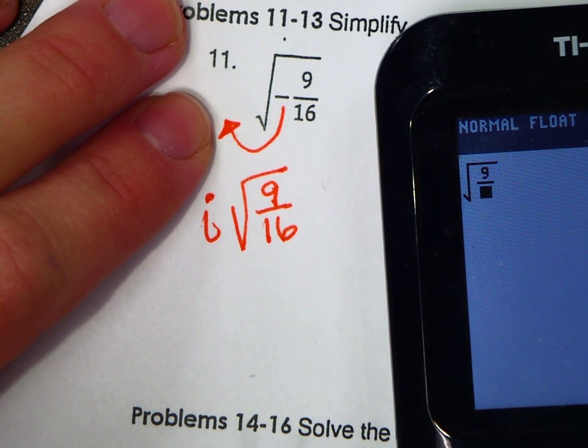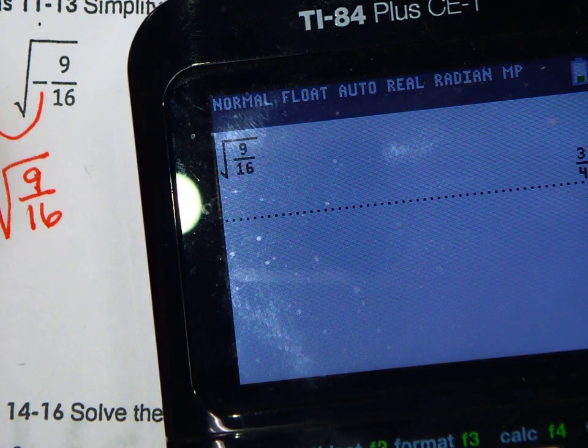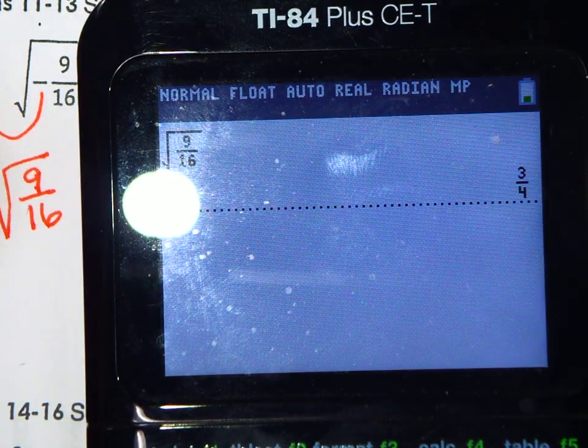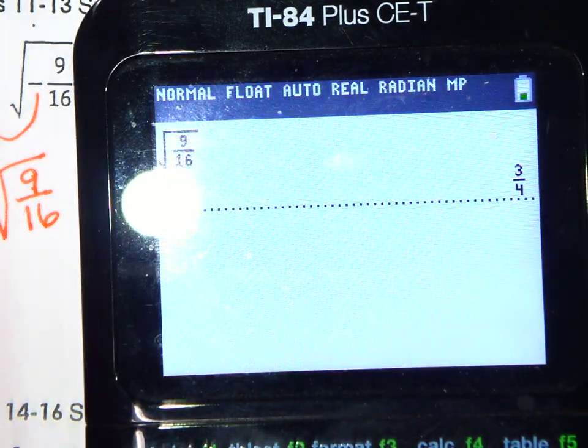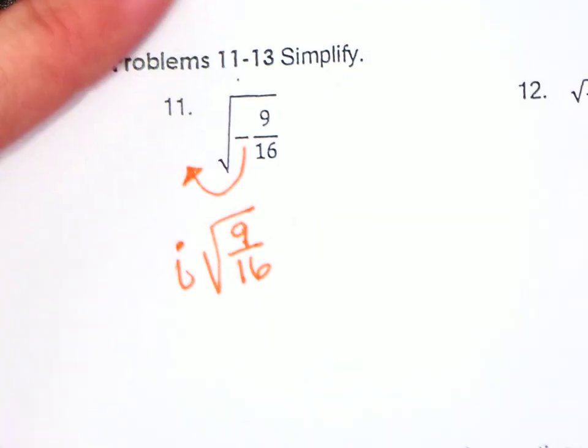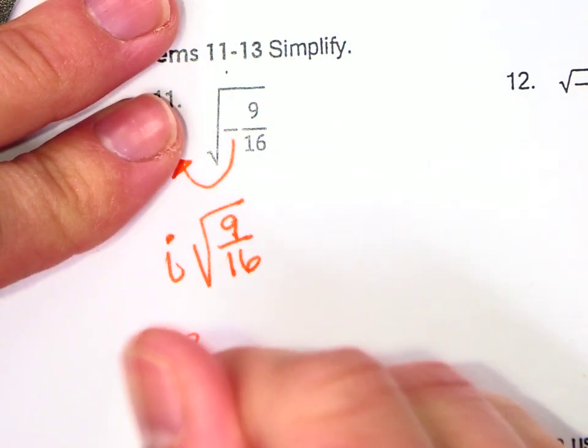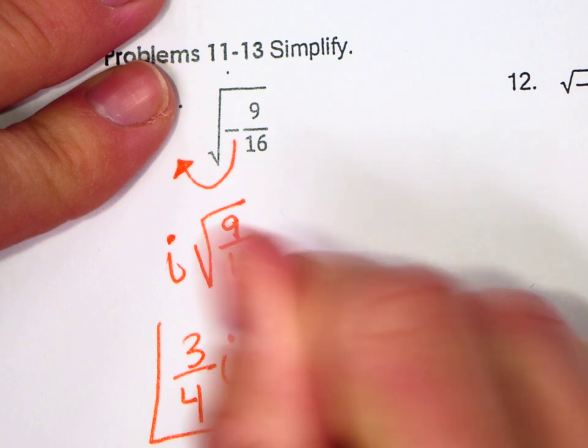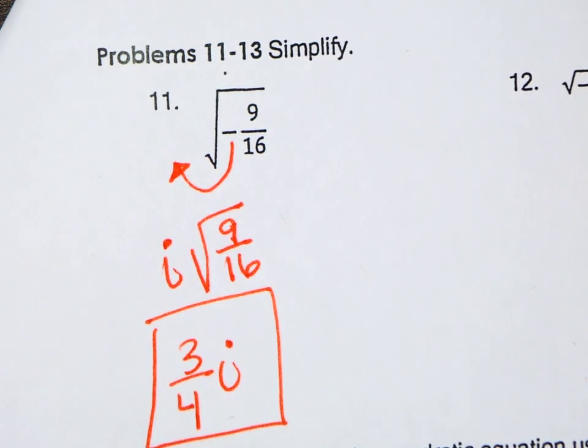All right, 9 over 16. And if it gives you a perfect root, right, so in this case it gave me 3 over 4, that's your answer. Your answer is 3 over 4i. No square root because it works out perfect. It's a perfect root. So you don't have to break it down. You have nothing left on the inside. The square root of 9 is 3. The square root of 16 is 4. And then the i just comes along with it.